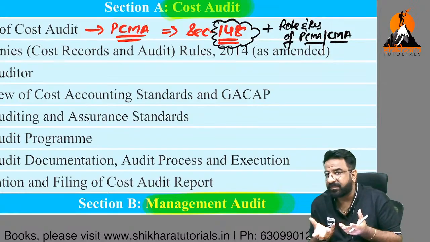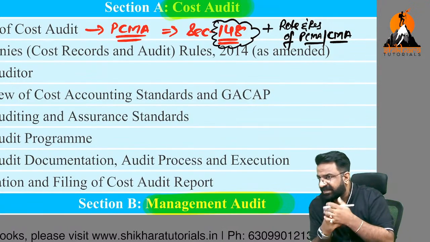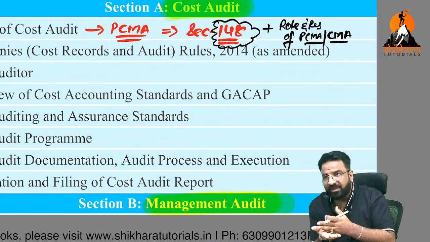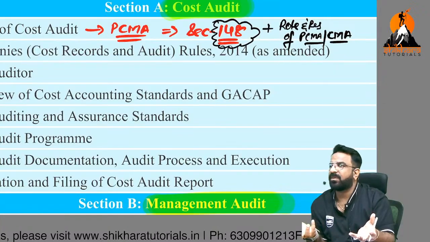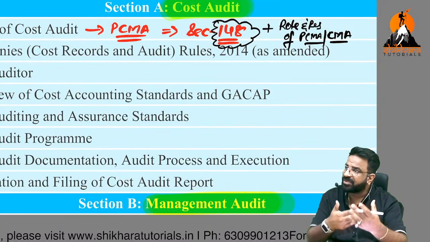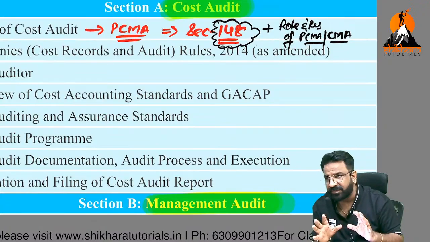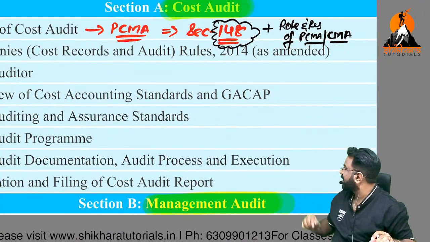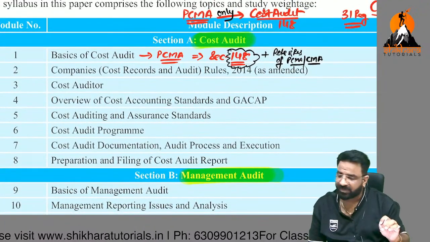So what new doors have been opened? For example, nowadays you can become an independent director in a company as a CMA. You can now become a technical member in NCLT. What is NCLT? National Company Law Tribunal. So these are the new opportunities coming on the way of CS and CMA. Did you understand the point? That topic has also been added. So that is the introduction of the first chapter, Basics of Cost Audit.